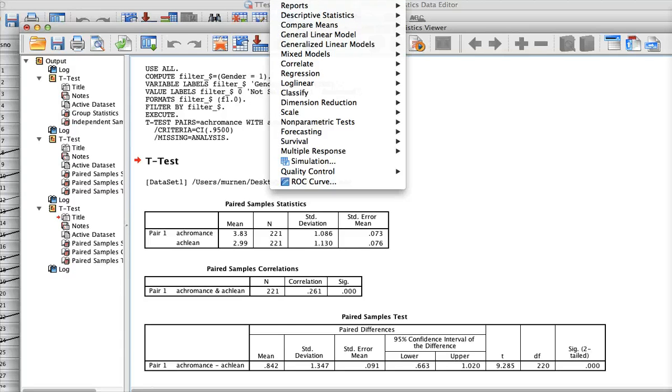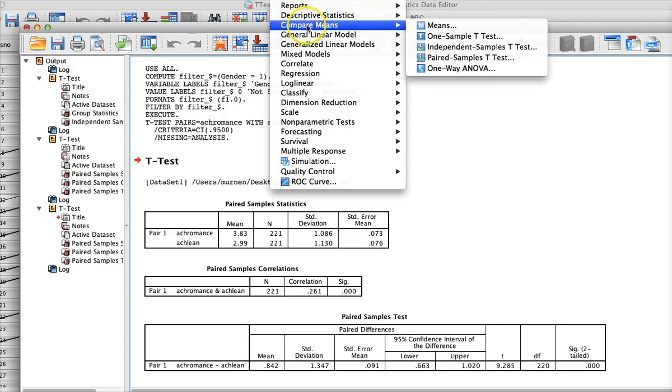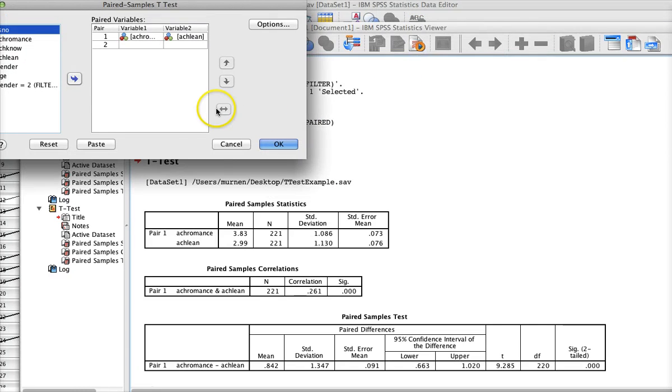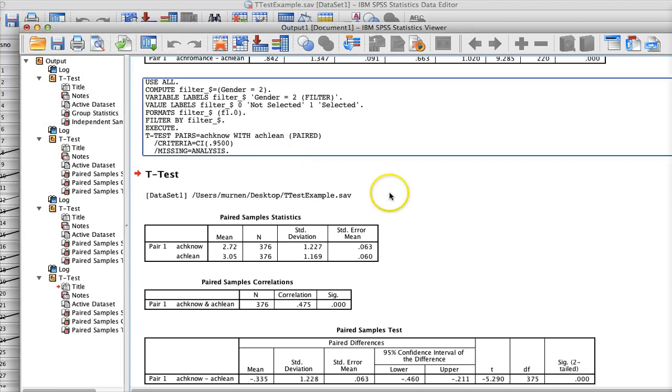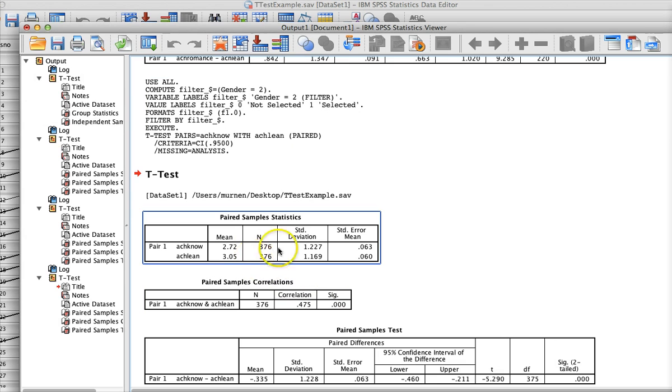And I'm going to go back to Analyze, Compare Means, and Paired Samples t-test. I'm just going to reset it. Otherwise, it's going to give me the same one I asked for. And what I want to do is compare the knowledge one to the leanness one for men. Okay, so I have 376 men. Here's how they responded to the knowledge one. And here's how they responded to the leanness one.